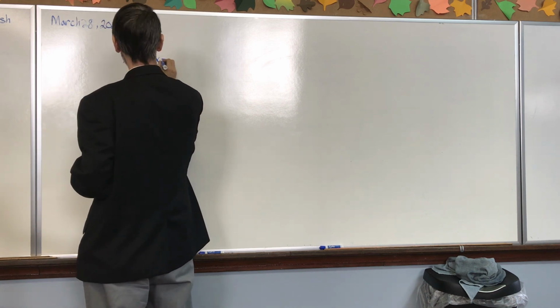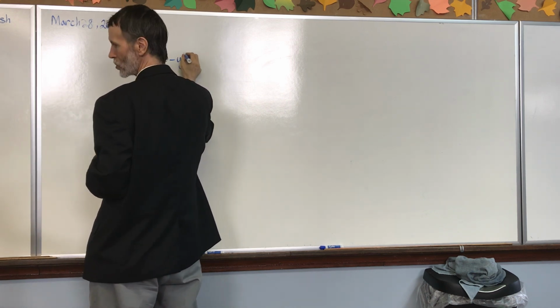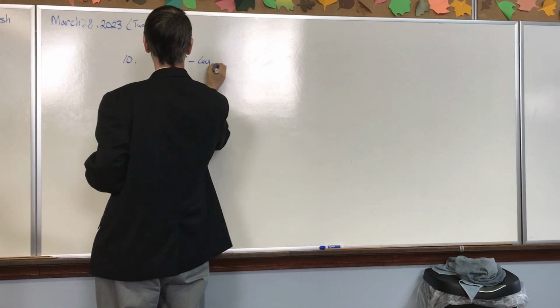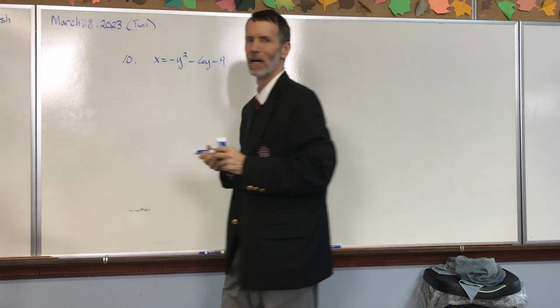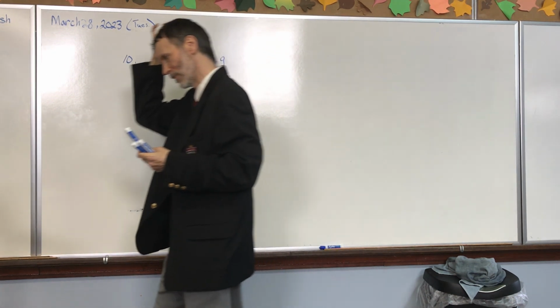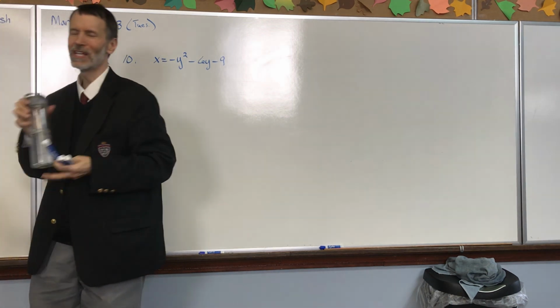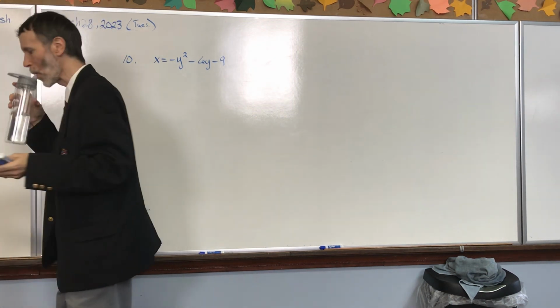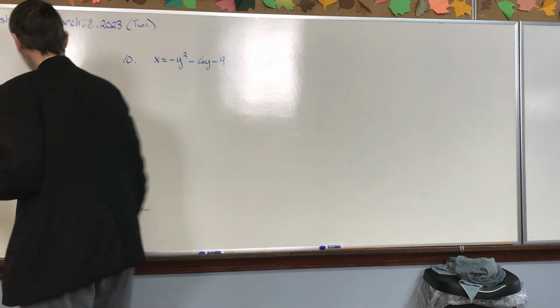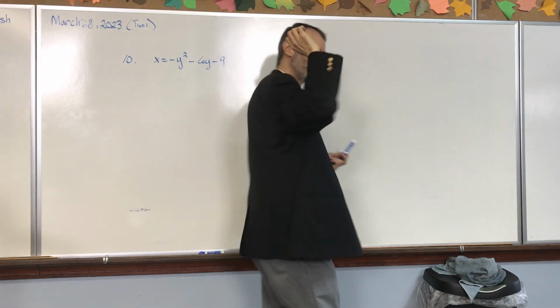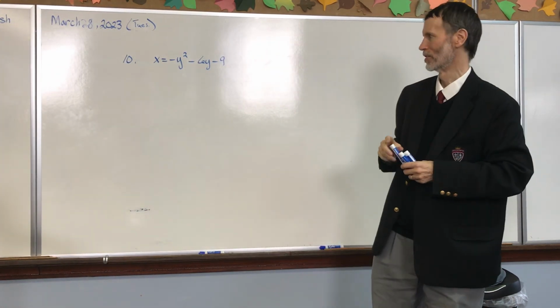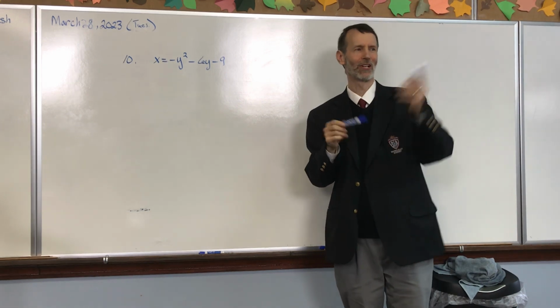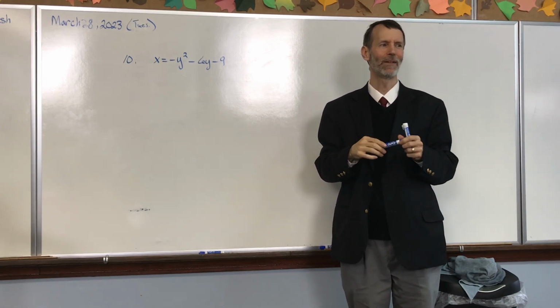X equals negative y squared minus 6y minus 9. Again, it's weird because the x and y's are flipped around, but you do the same sort of complete the square that you do normally. This is a parabola because one variable is squared, one's not. Question, who's the leader? Actually, John, go ahead. Is it x or y?